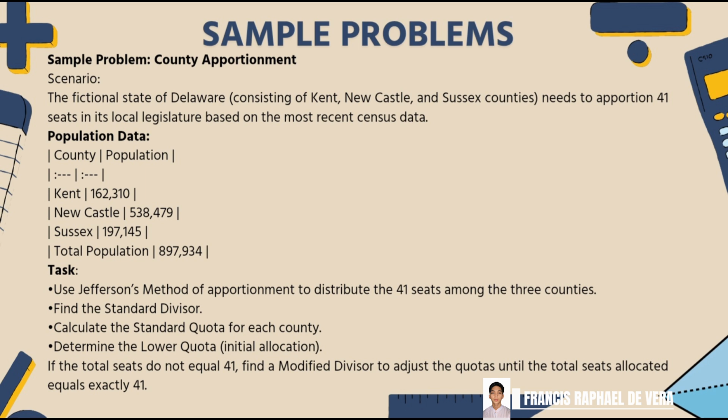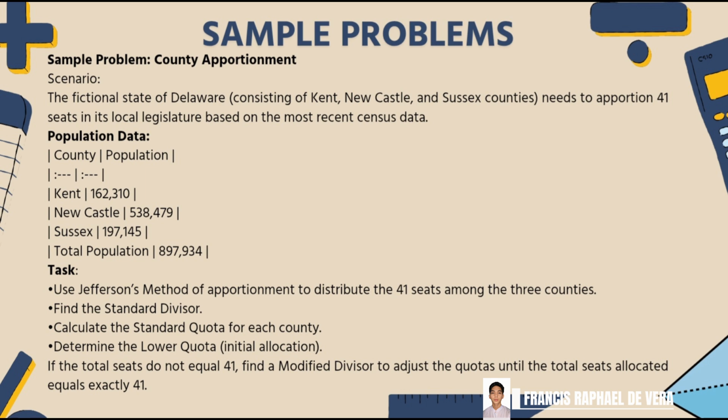We'll follow a 4-step process. First, we'll find the standard divisor to see how many people each seat represents. Second, we'll calculate the standard quota for each individual county. Third, we'll find the lower quota. This is our initial floor for the seat count. And fourth, finally, if those numbers don't add up to 41 seats, we will hunt for a modified divisor to balance the scale. Now let's look at the data table.